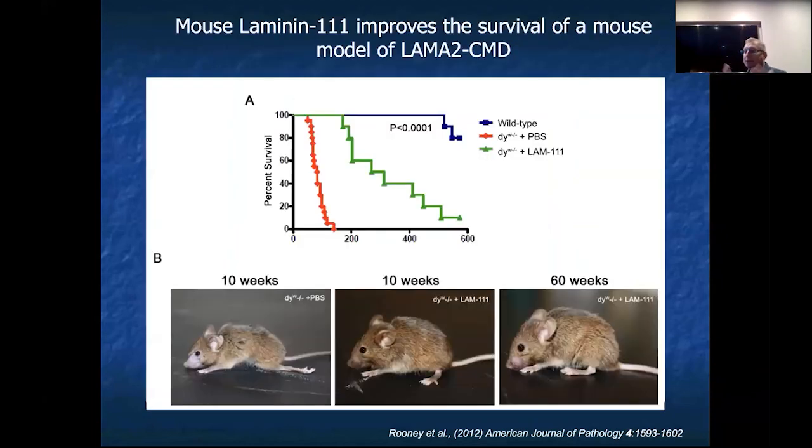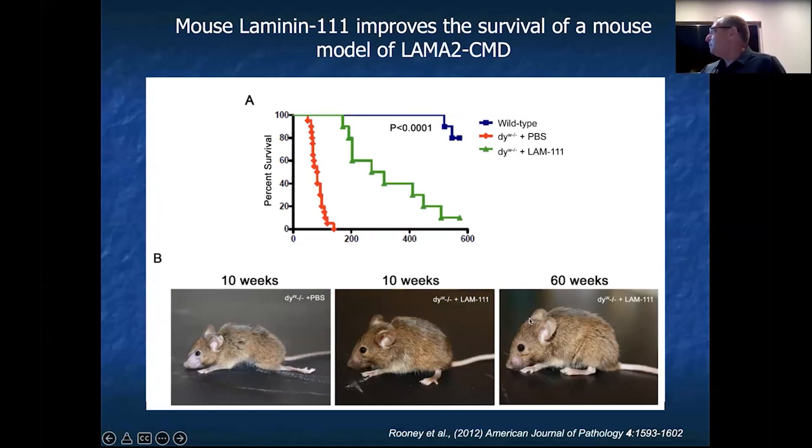And then, of course, we did a lot of experiments looking at survival. This is the laminin alpha 2 knockout mouse. This one is injected with just vehicle, and this one is injected with the laminin protein. These are the same age, and you can see immediately there's a huge difference in how the mice look. We have a video with this paper, if you want to look at it.